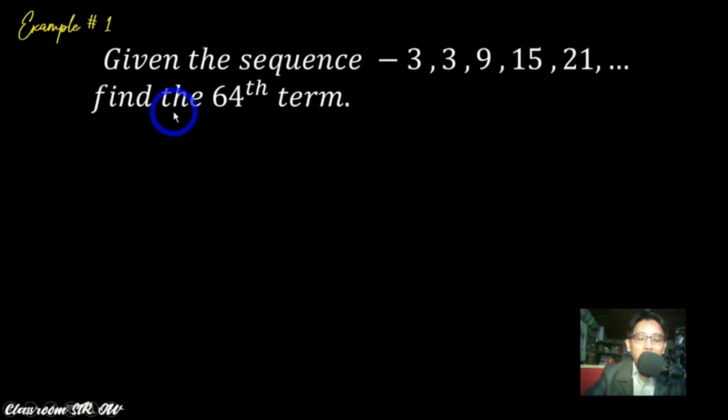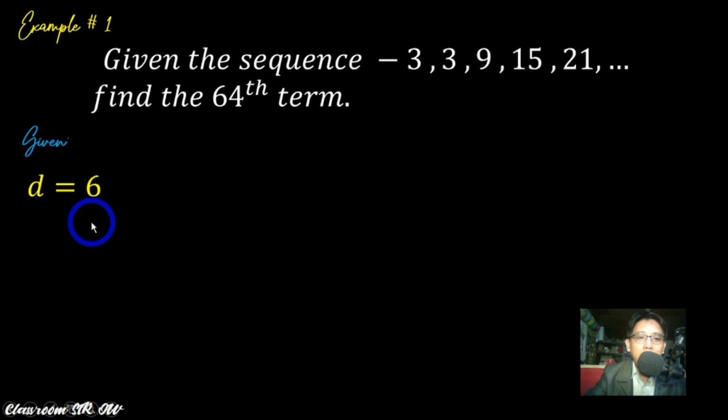Example number 1: given the sequence negative 3, 3, 9, 15, 21, and so on, find the 64th term. For us to solve this, it's very important that we identify the given. Based on our sequence, if we subtract 9 by 3, that is 6. If we subtract 15 by 9, that is also 6. And 21 minus 15, that is why our common difference is still 6.